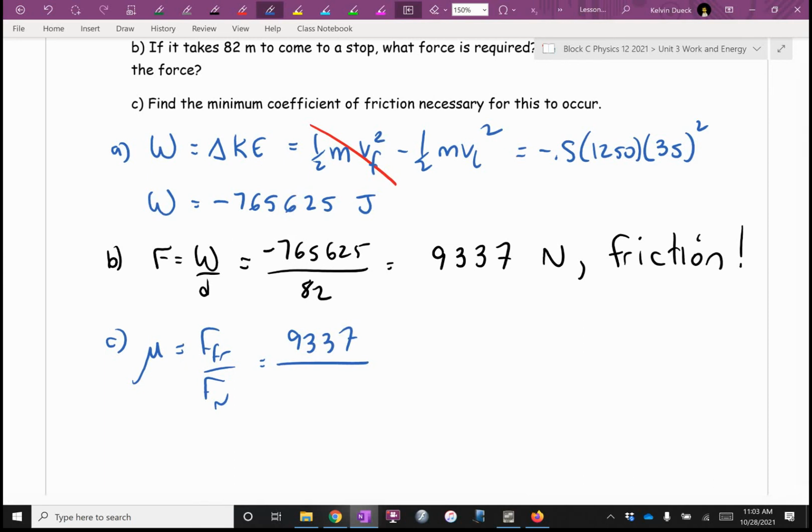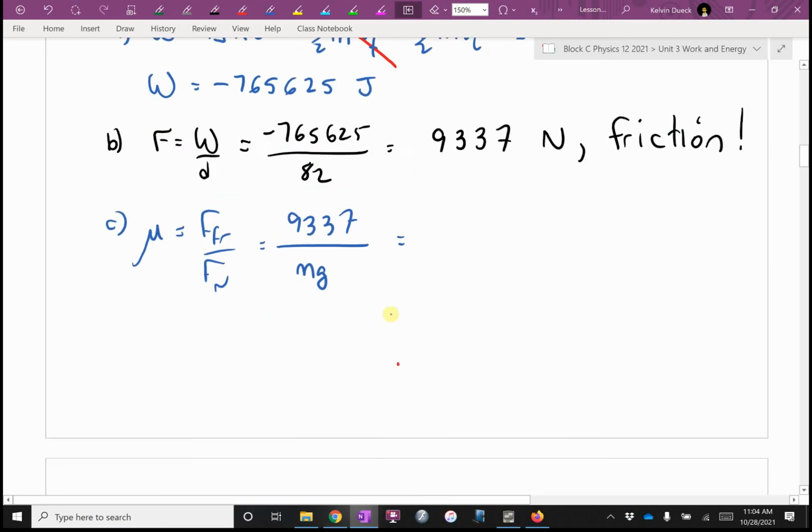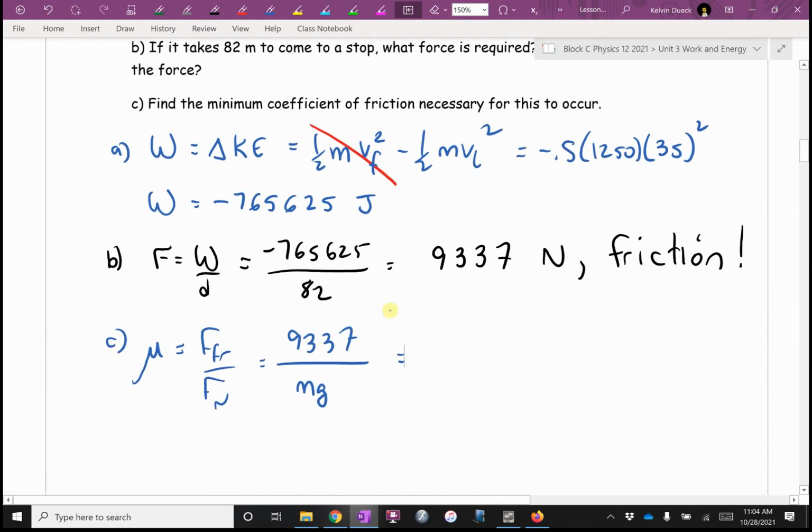Are we on level ground? Yes. Do you know what the normal is? I'm pretty sure this time it's mg. .76, anybody else? Yeah. 3 sig figs, .76 what? Is that .762? Is that right? Rounded off properly? Units. Oh, yeah, mu has no units.